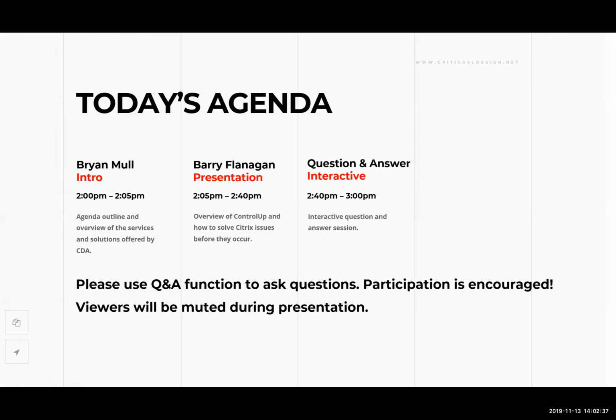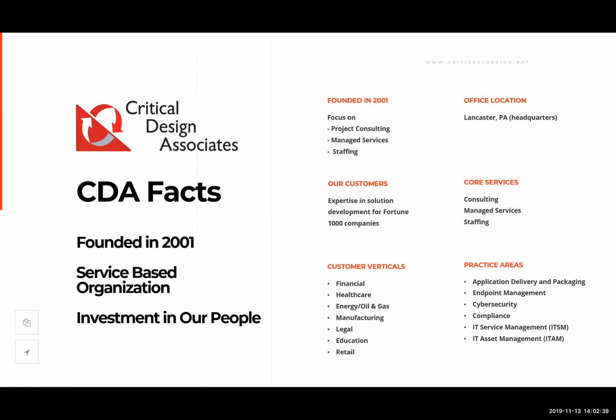Great. So a little bit about Critical Design Associates. We were founded in 2001 with a focus on project consulting, managed services, and staffing. Our current office location is in Lancaster, Pennsylvania, though our team is distributed amongst the United States. We have team members in Texas, North Carolina, Chicago, Florida, all over the place, but Lancaster, Pennsylvania, Amish country is where our headquarters are.